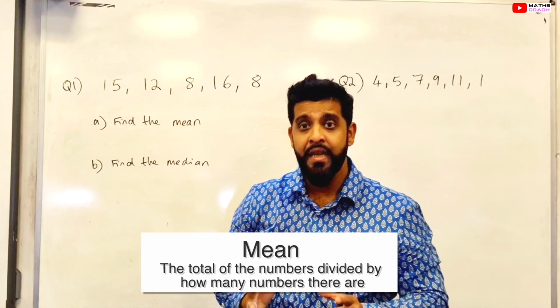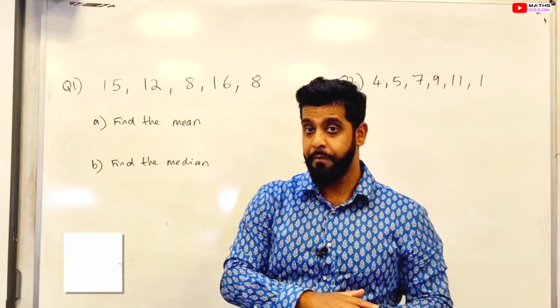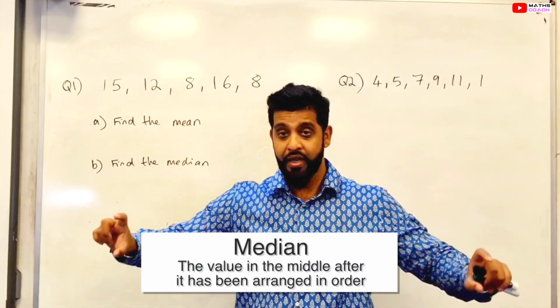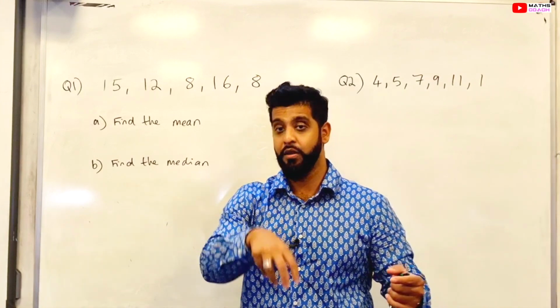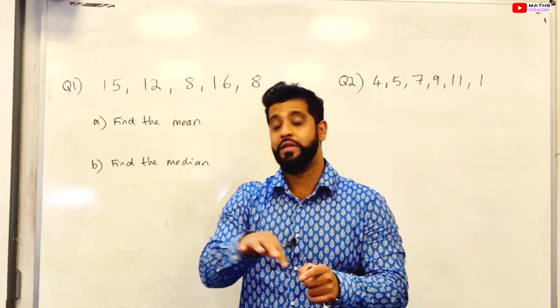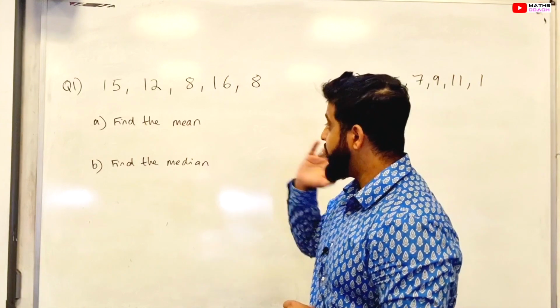The mean is when you add up all the numbers and you divide by how many numbers there are. Finally, the median is when you put the numbers in an order, so from the smallest to the largest, and you find the number that is in the middle. And if there are two numbers that you find in the middle, then you'd find what's in between those two, which I will show you through these examples. So let's proceed straight away.